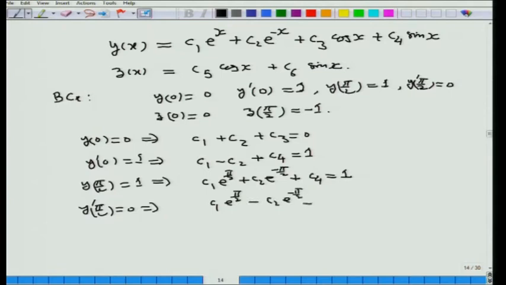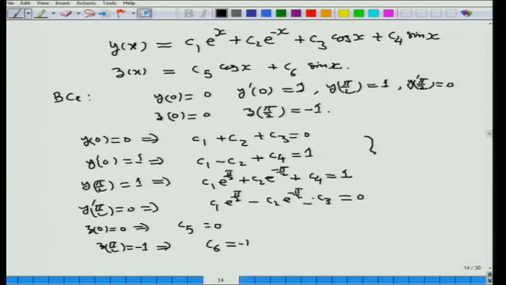implies that c 1 e to the power pi by 2 minus c 2 e to the power minus pi by 2 minus c 3 equal to 0. And here z 0 equal to 0 implies that c 5 must be 0, and z at pi by 2 equal to minus 1 implies that c 6 equal to minus 1.